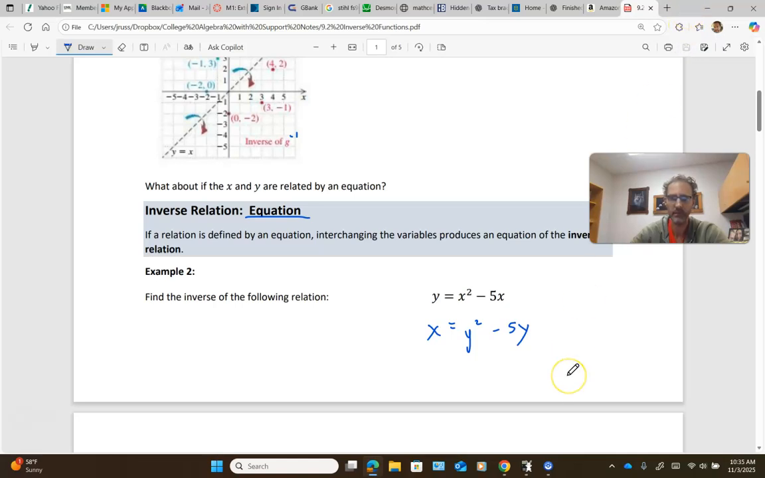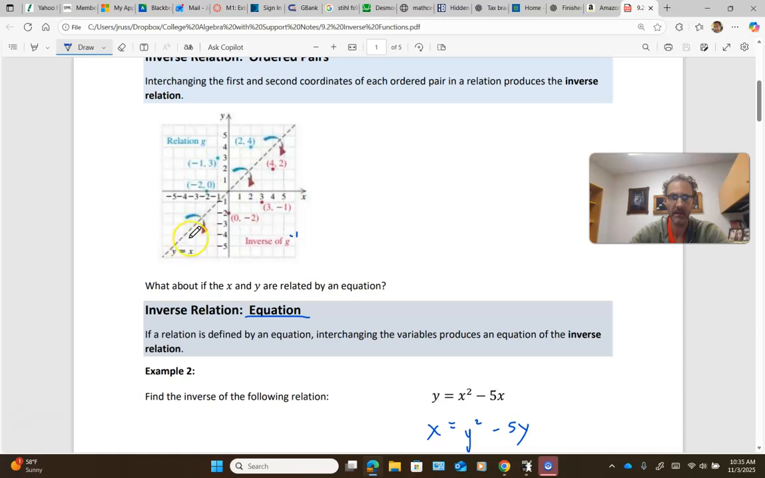If you notice, the original is a quadratic function of x, and the inverse is a quadratic function of y. So if you were to graph both of these, one would be a parabola this way, right side up, and the other one would be a sideways parabola. But they would still exhibit that symmetry.